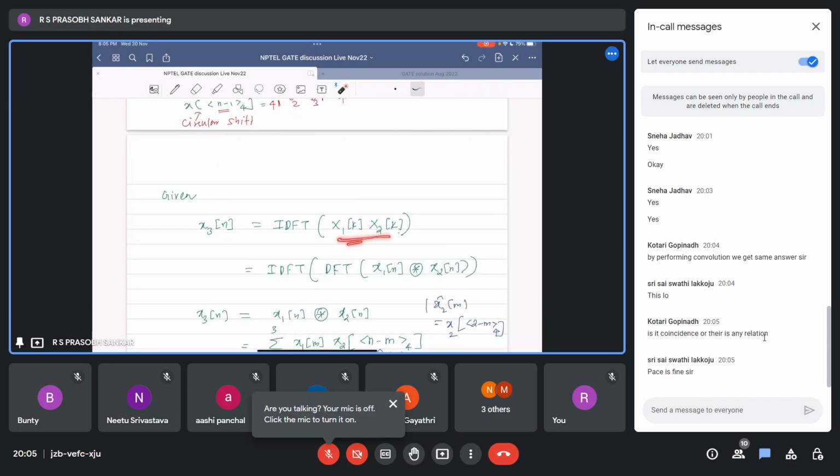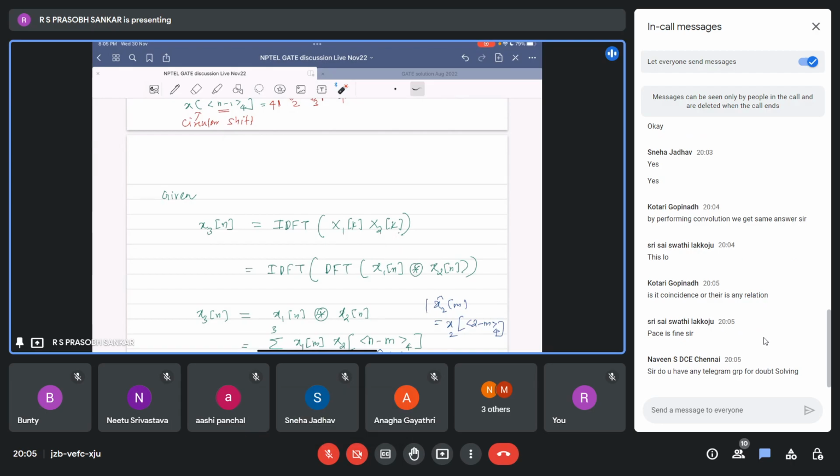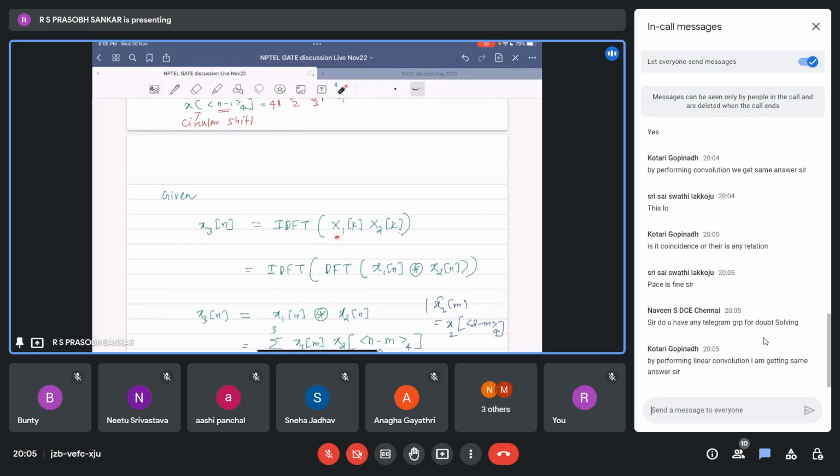So this is the property actually. If we have the product of two sequences in the frequency domain, this has the corresponding time domain operation: x1 circular convolution x2 of n. This is always true. I mean, X1(k) times X2(k) gives x1 circular convolution x2(n). That's it. So this is circular convolution, not the linear convolution. That's the property.